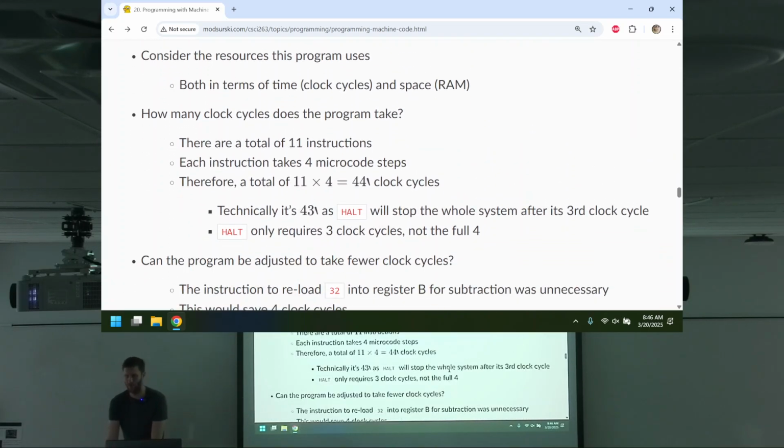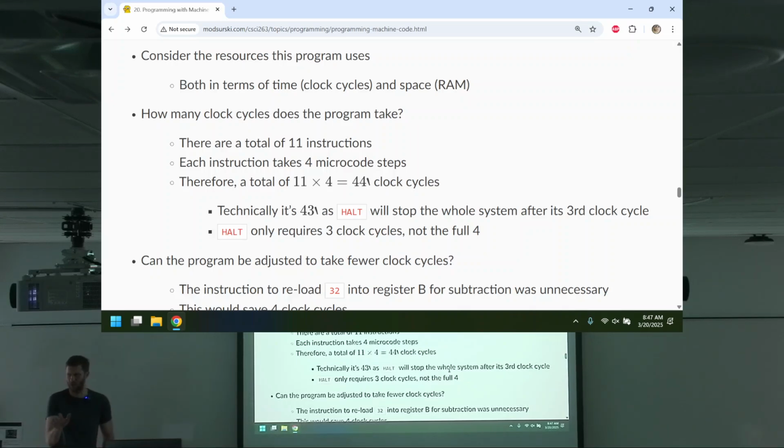So it takes a total of, if there's 11 instructions, each one takes 4 clock cycles. It's 44 clock cycles. Now, technically it's 43 because the halt actually will not take 4 clock cycles, because on the 3rd clock cycle, it deactivates the clock, and it could never actually run that 4th microcode step of a halt. So if we really wanted to get more specific, 43 clock cycles, technically. If you said 44 on a test type thing, I'd be like, yeah, fine, whatever. But if you want to get fancy, yeah, it's 43.